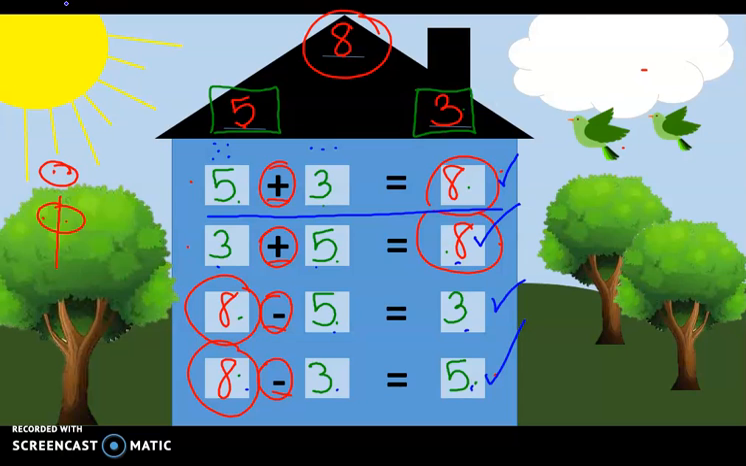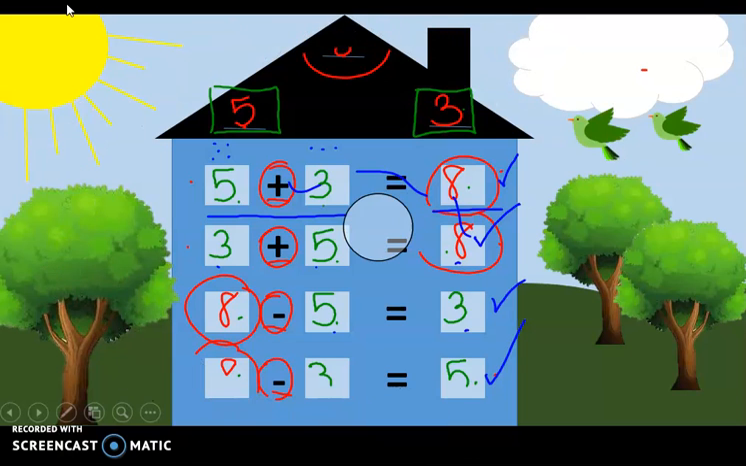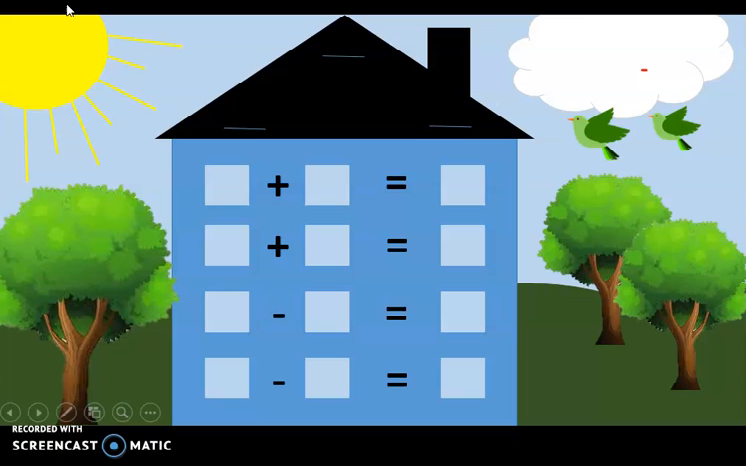All right, let's try it again without all my circles and all of my whirligigs. And let's try it with a new set of numbers. Let's try it with 7, 2, and 5.